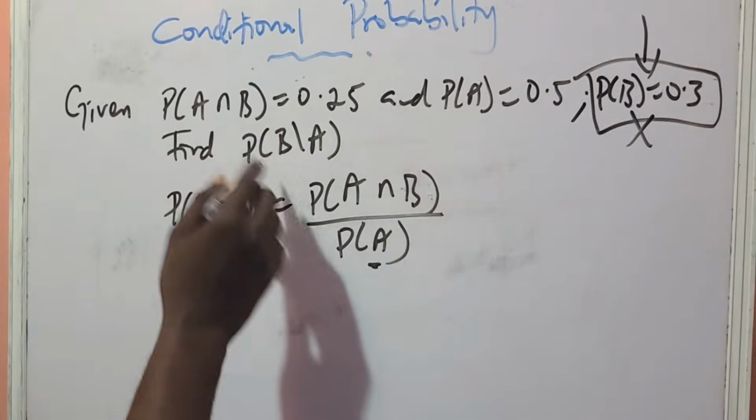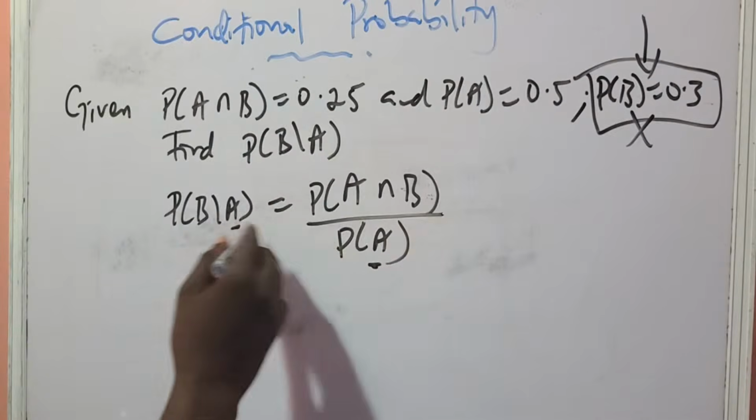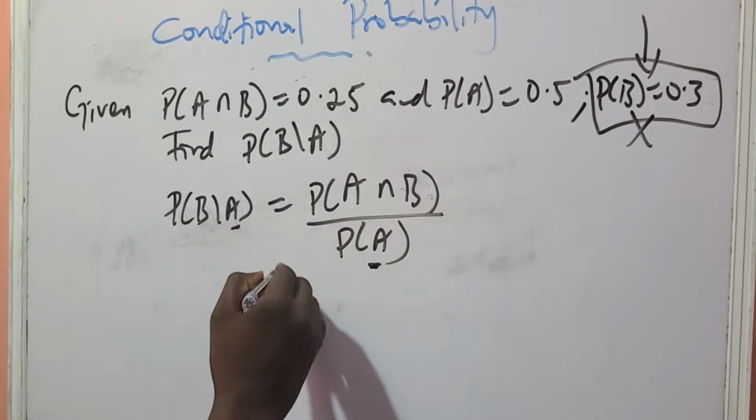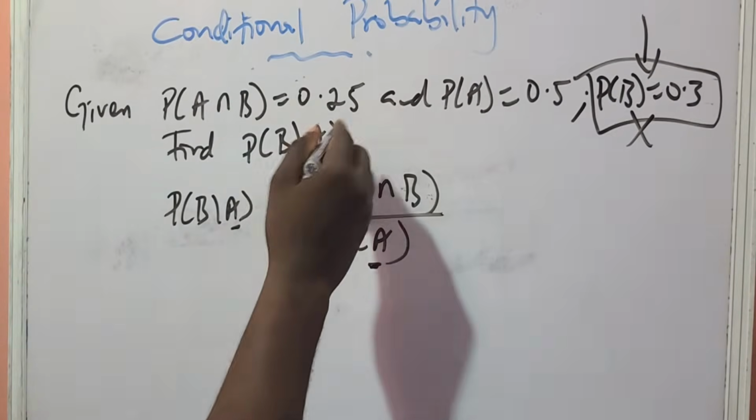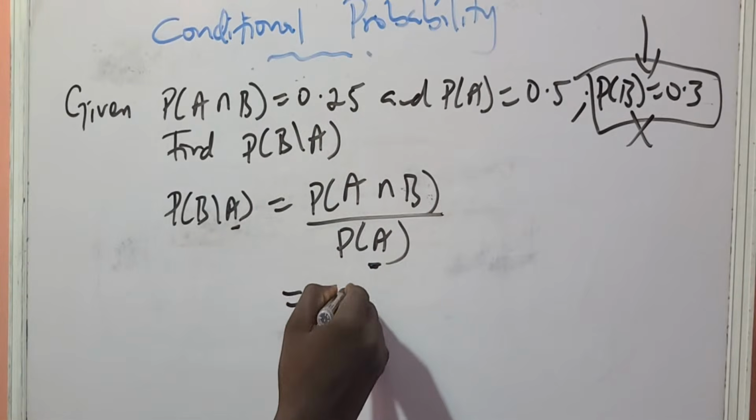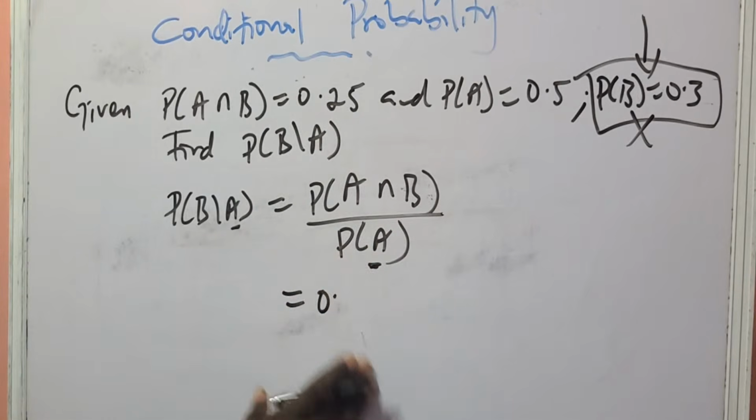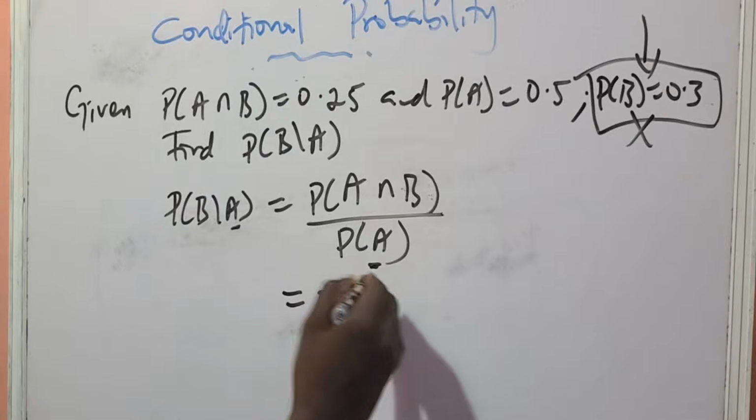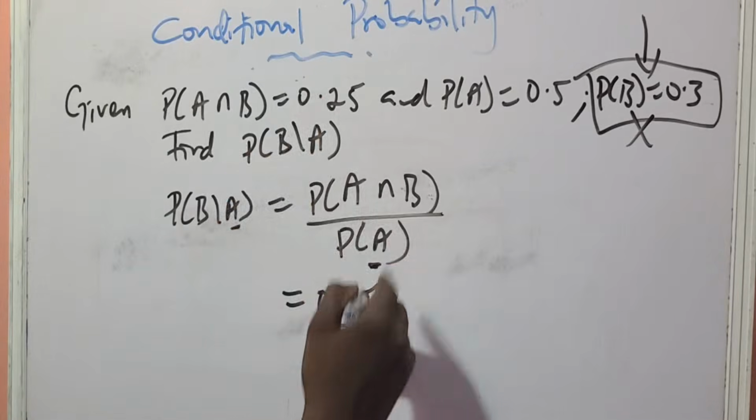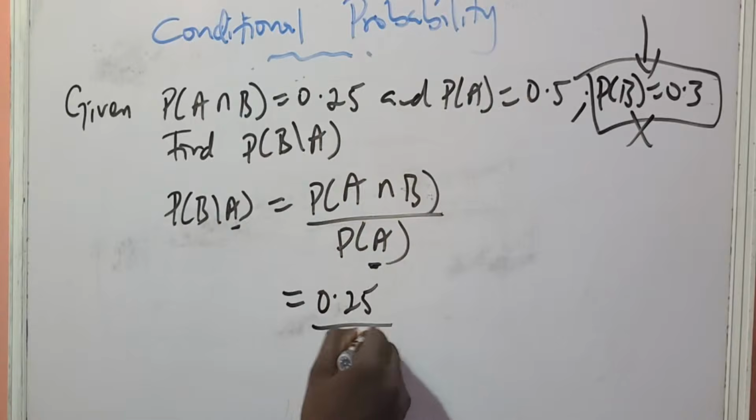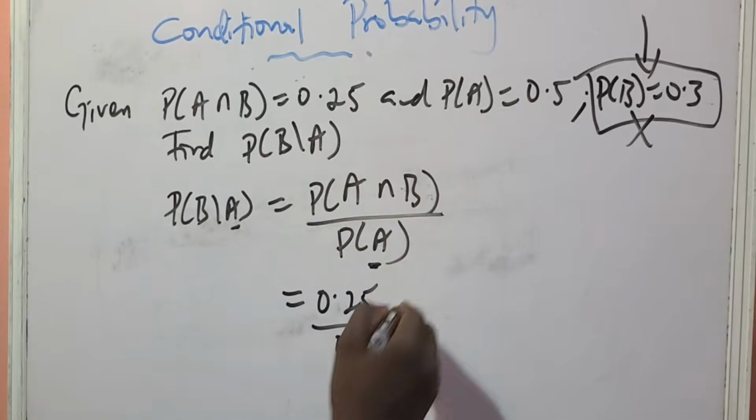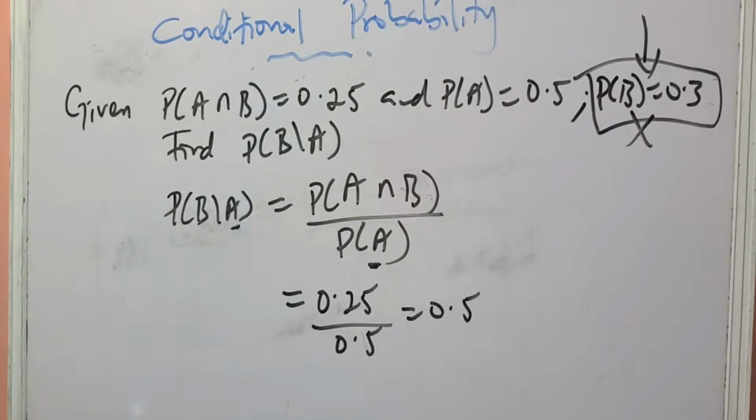So of course, you are told to find probability of B given A. So you need to understand what the denominator will be in this case. This will obviously be 0.25, because probability of A intersection B is given as 0.25 over probability of A, that's 0.5. And this will give you a total of what? 0.5. All right.